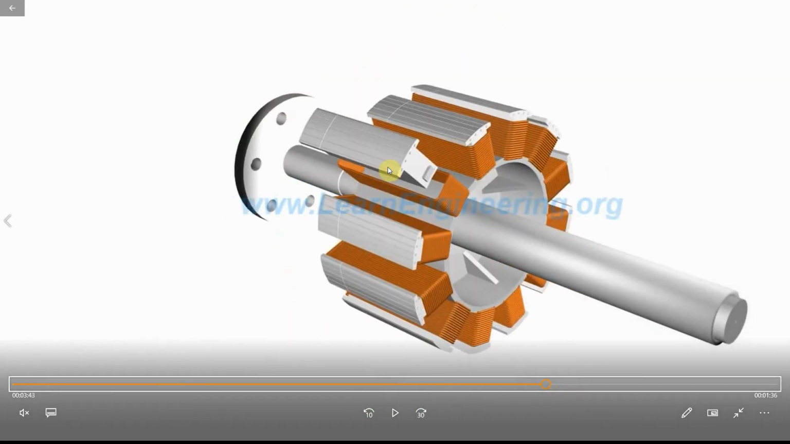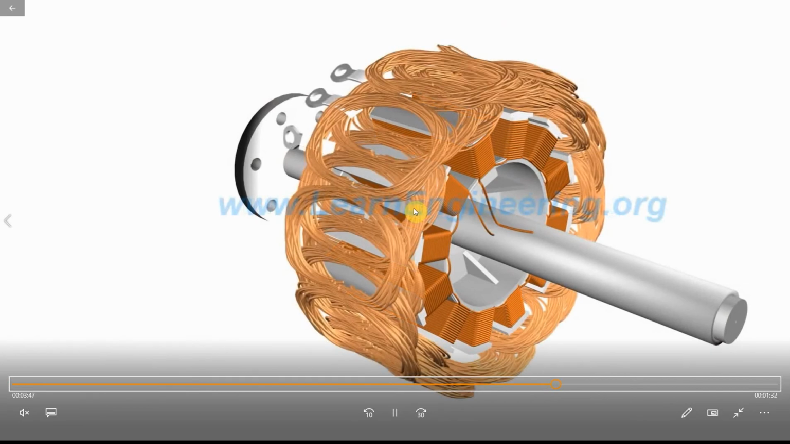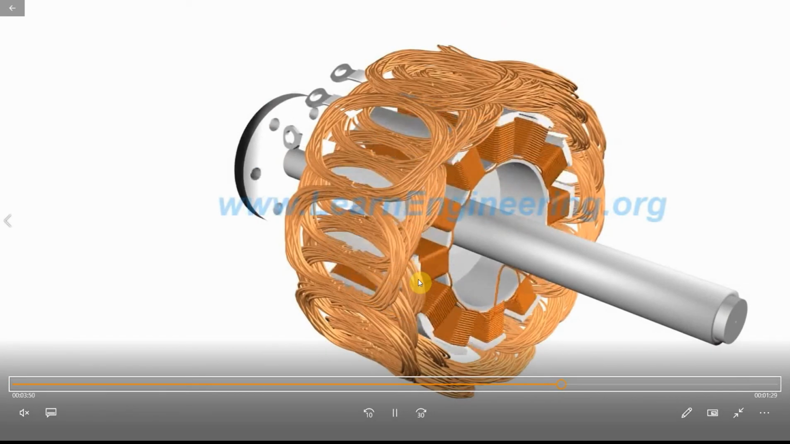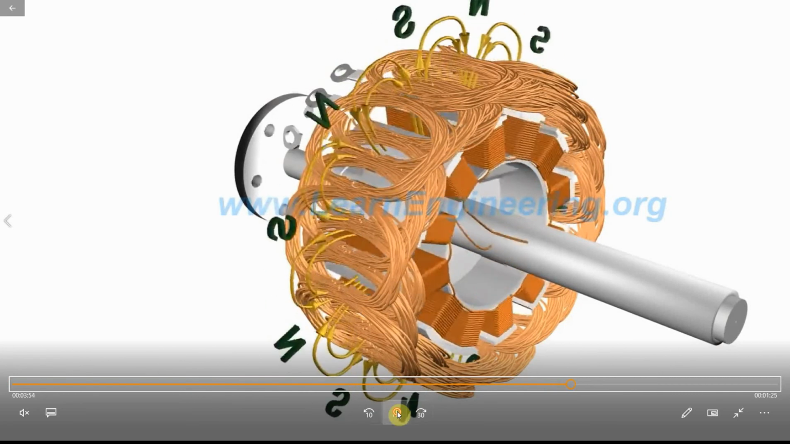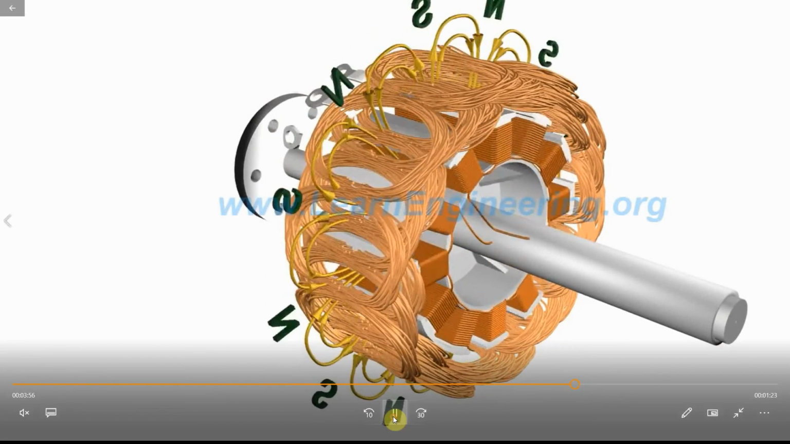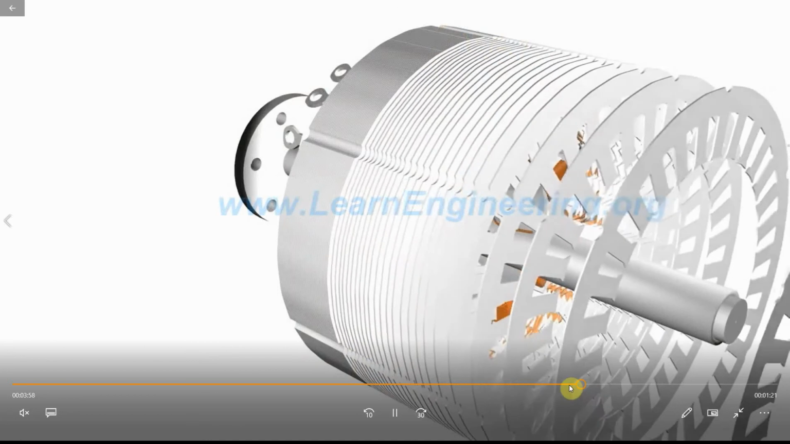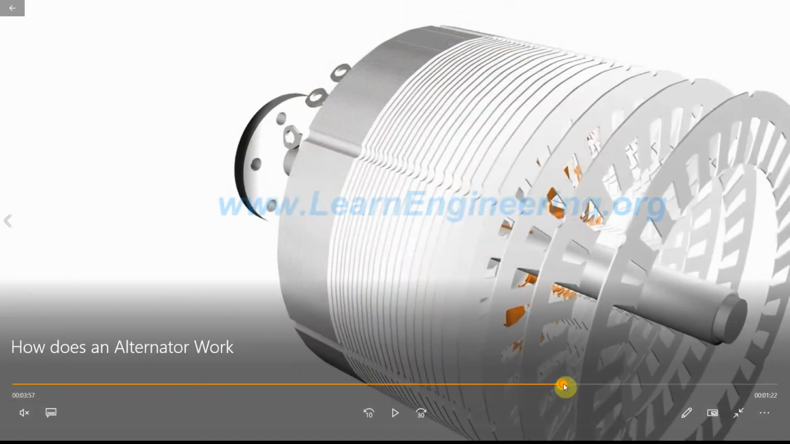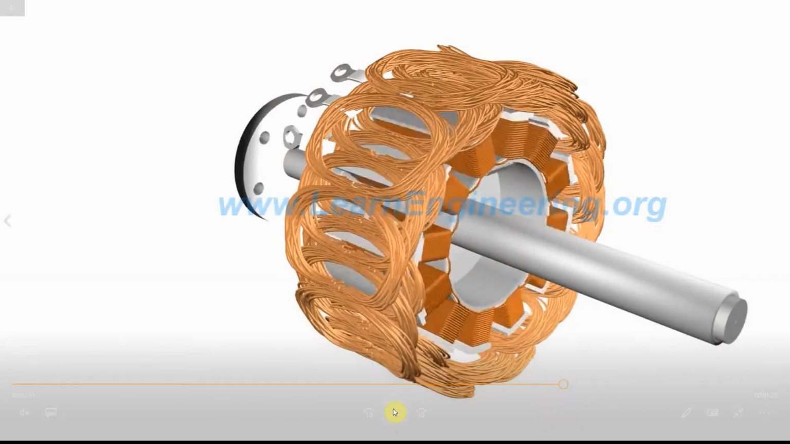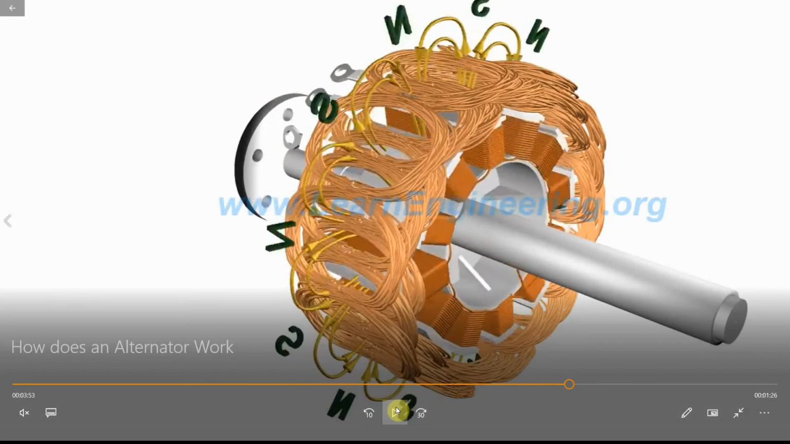When the rotor is rotating, can you see the video? Yes, now the rotor is rotating. The magnetic field that is created on the rotor is also rotating. So when it is rotating, it is cutting the stator coil.